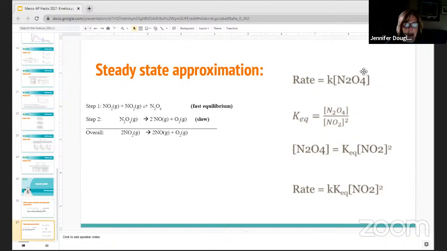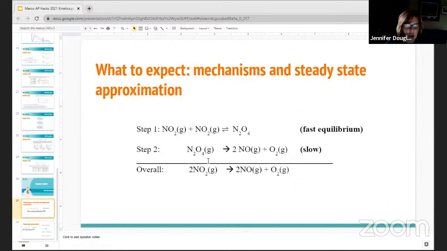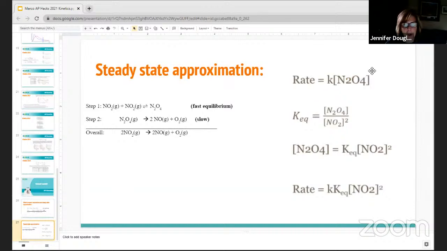that was the rate law that I wrote. Rate equals k times N2O4. And I wrote that based on my slow step and just including my reactants. There's only one of those, so it's just raised to the first power. I can't have an intermediate, so I've got to get rid of it. So what I'm going to do is go back to my fast equilibrium, and I'm going to write my equilibrium expression where I do products over reactants.